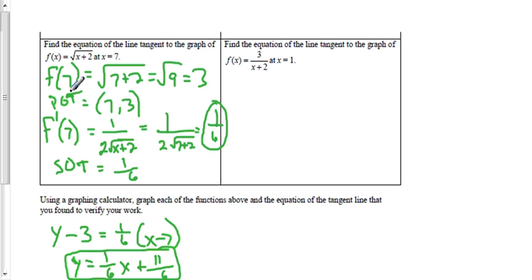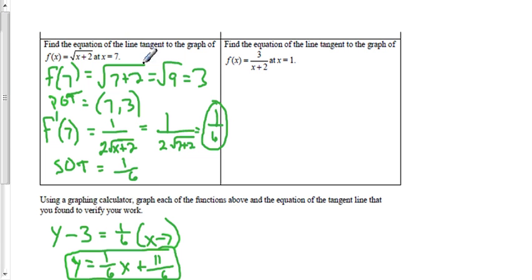So let's look at what the derivative is. I found that up above. Now I replace x by substituting in 7. 7 plus 2 we said is 9. Square root of 9 is 3. 2 times 3 is 6. So we just found that the derivative is 1/6, and the slope of the tangent line is 1/6.